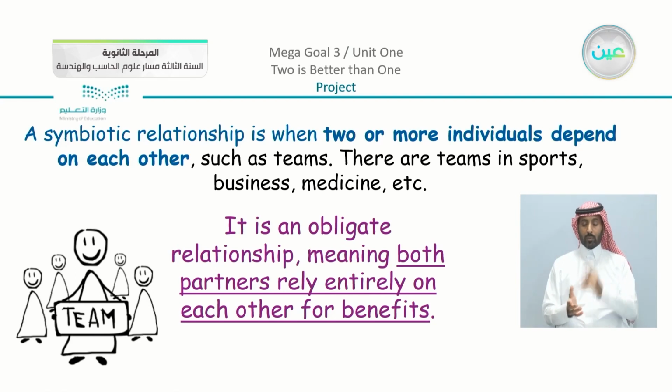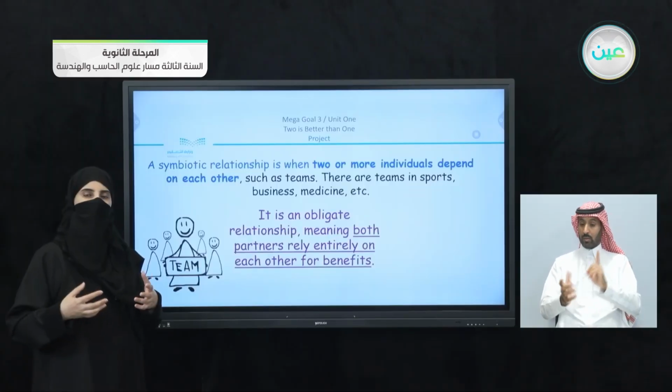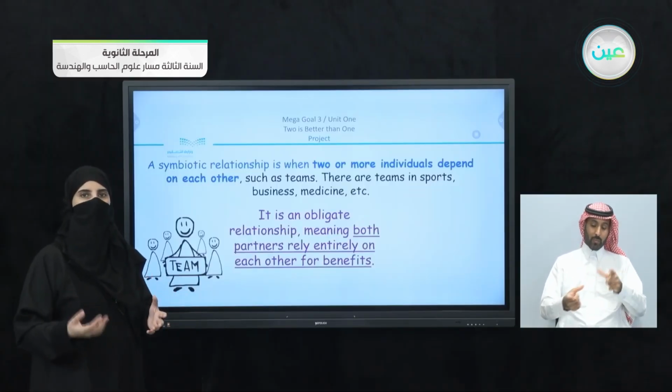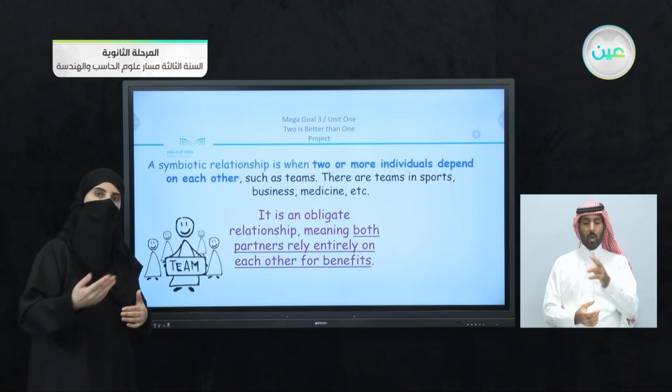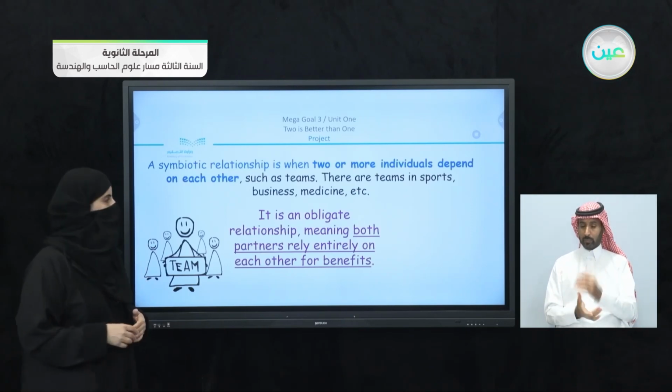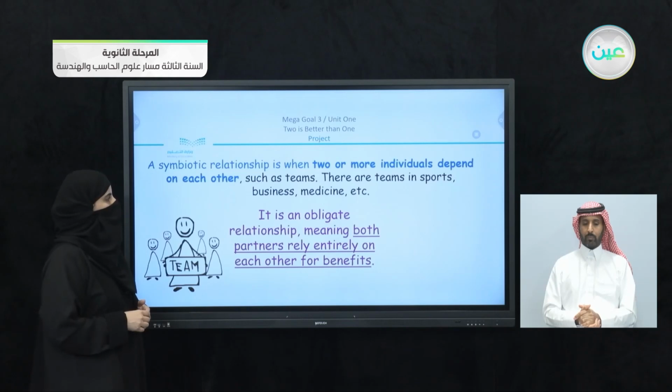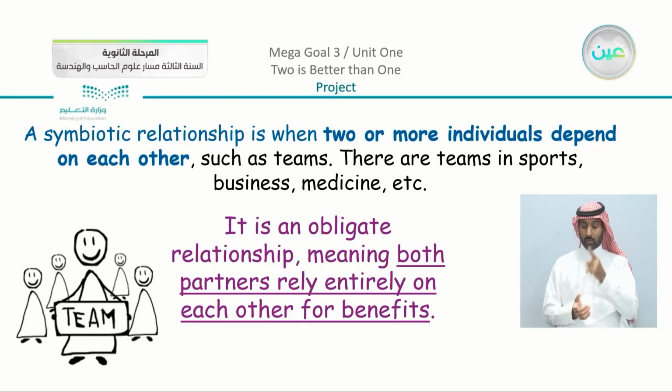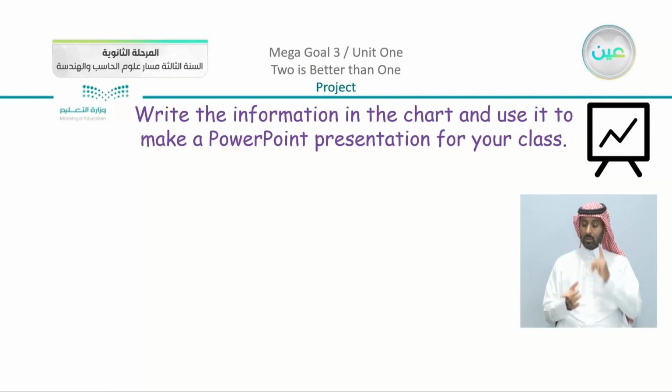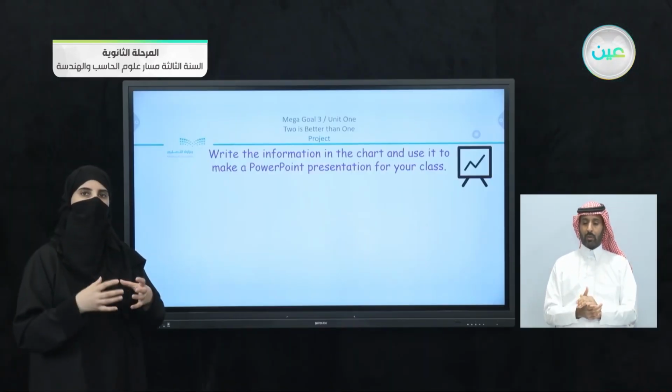So there are teams in sports, business, medicine, and so on. It depends on you actually to decide together what type of team that you want to talk about and how you are going to present this team. It is an obligate relationship, meaning both partners really rely entirely on each other for benefits. So we mentioned that they benefit from each other or they benefit together at the end.